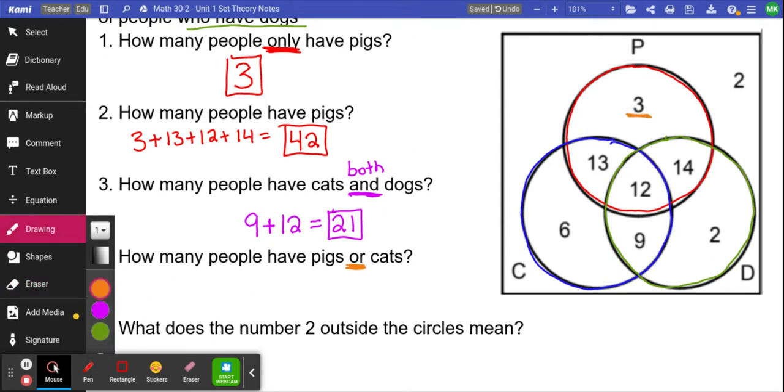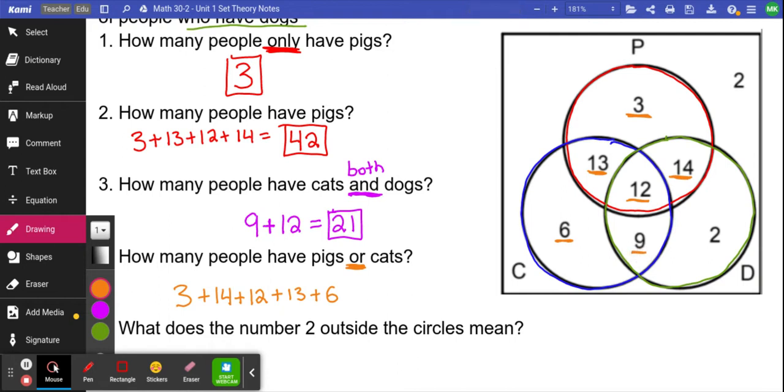These 3 people have pigs, so they would count. These 14 people have pigs, so they would count. These 12 people have pigs and cats, but they still count. They just happen to have both. These 13 people have pigs and cats. They just happen to have both, but we still count them. These 6 people out here have cats. They don't have pigs, but that's fine because the question was or. It's okay if you don't have a pig. You just have to have a cat or a pig or both.